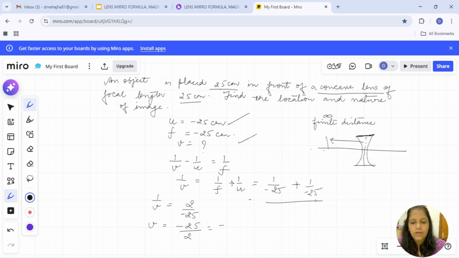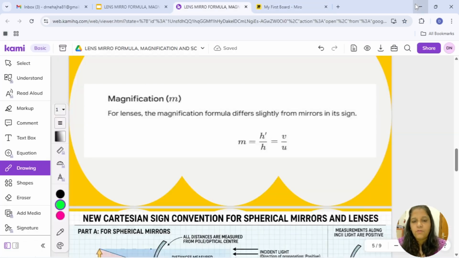That is equal to minus 1 to 12.5 centimeters. And this is your answer. For spherical lenses, the formula for magnification differs a little from that of the mirrors. Here the value of m is equal to image height by object height, which is equal to v upon u. Here we don't have any negative sign.